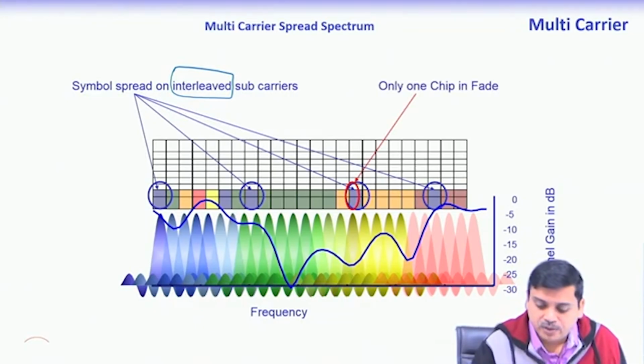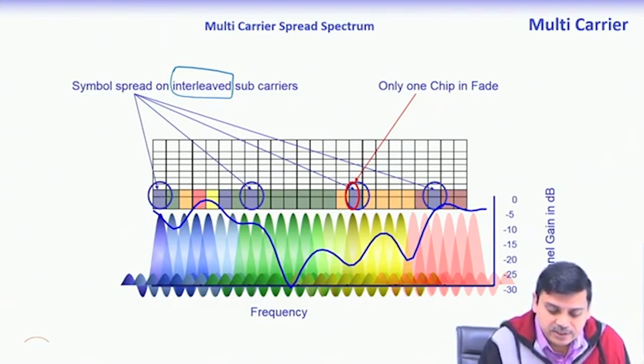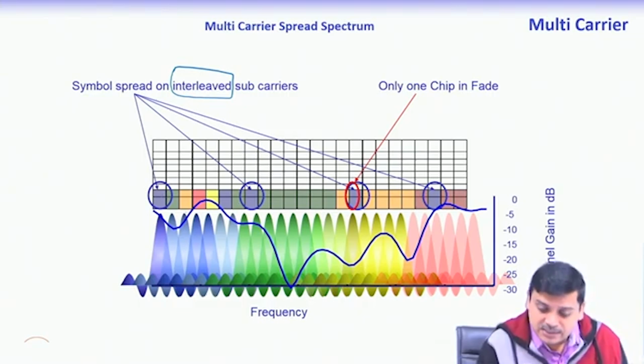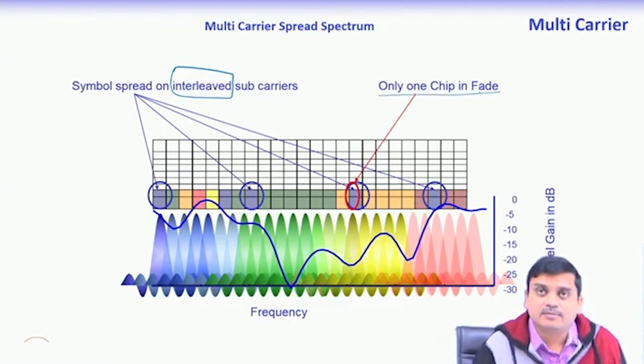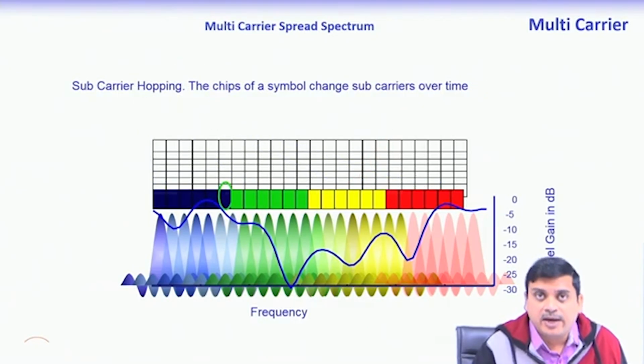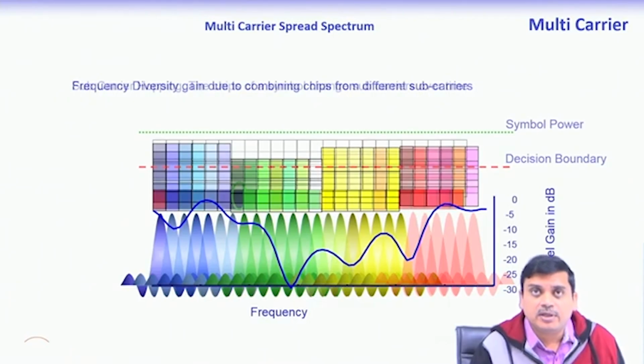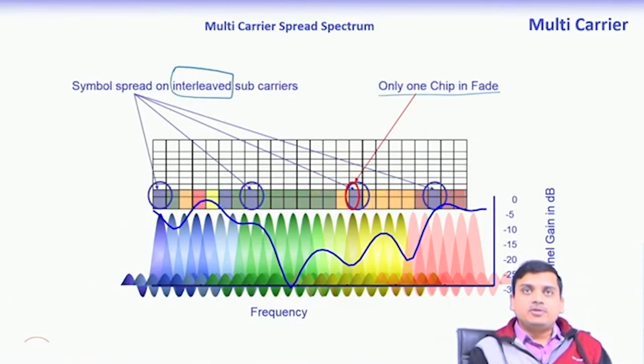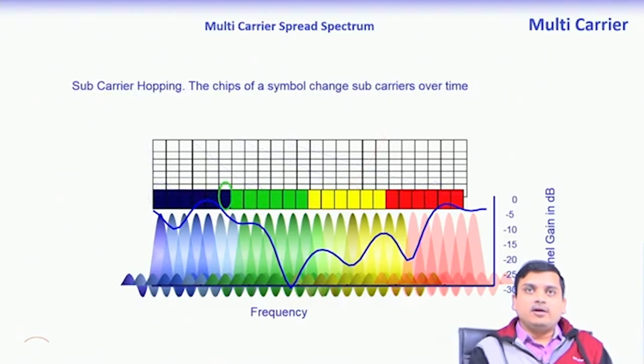Under such condition, what you will find is that if a signal is spread across, in the same situation only one of the chips is going in fade, whereas others are not going in fade. And there is also another mechanism by which one can do this: one can think of doing a combining in terms of a frequency hopping mechanism.